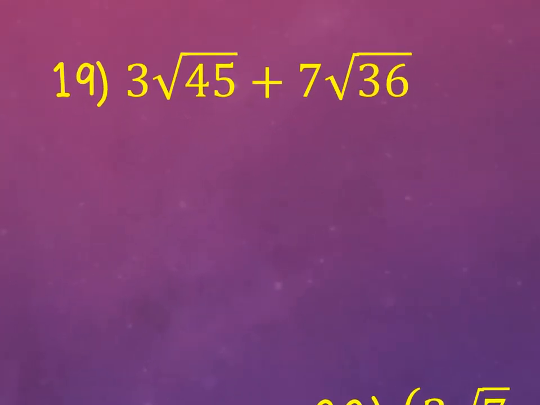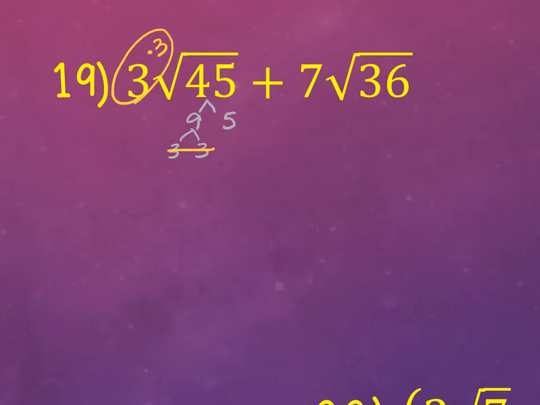All right, 19. See if you can break that apart. So you try that. See if you can simplify it, and then see if once it's simplified, you can combine it. So with the 45, it can be broken down into 9 and 5, and 9 can be broken down into 3 and 3. So you take out the 3's and you multiply those by the coefficient 3, which gives you 9 radical 5.